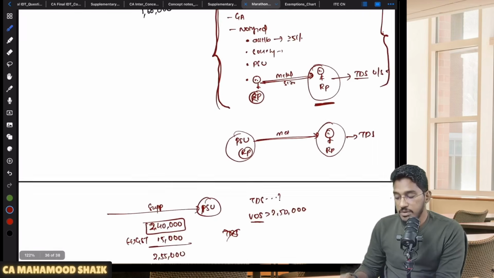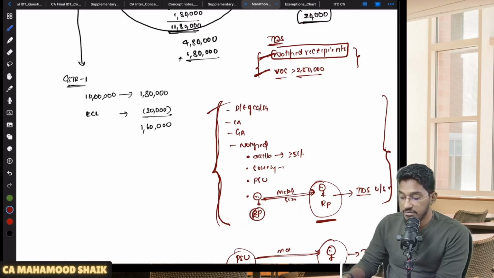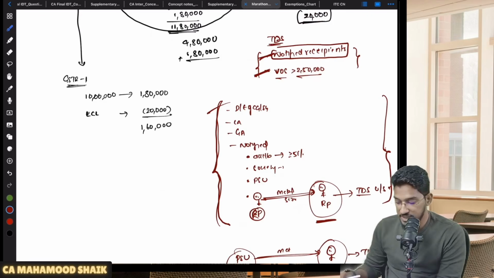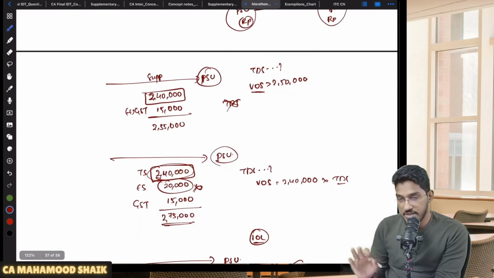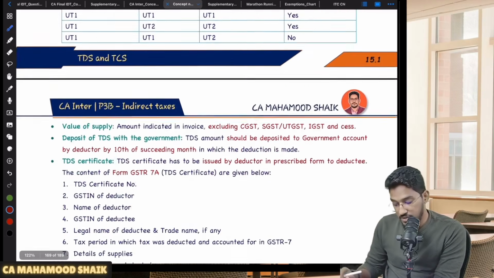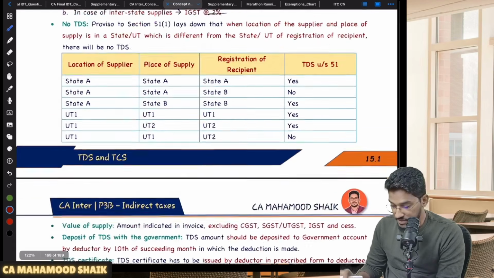For TDS to become applicable, first the recipient must be notified. Who all are notified, we have seen. The value of supply under a contract must exceed 2,50,000. How to calculate the value of supply, we have seen. And also the specific cases where TDS will not become applicable, that also we have seen. Now coming to the next point: sir, what should be the rate of TDS which is required to be deducted?